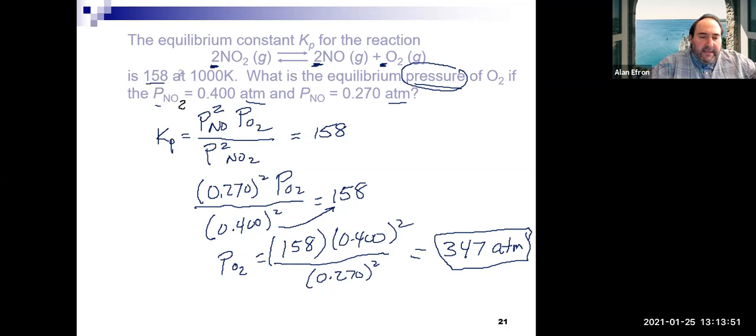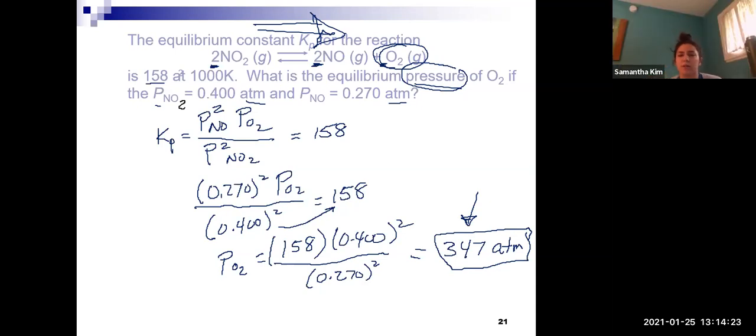Also does sort of make sense if we just think about what we see in terms of our Kp value. Our Kp value of 158 is a relatively large value, which would pretty much imply this reaction is heading to the product side. And we would have a lot of products at equilibrium, including O2, which clearly is supplying a good amount of pressure at that point because it is present. Any questions on where any numbers came from, why we did anything?